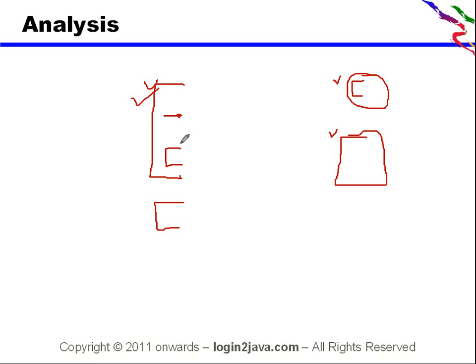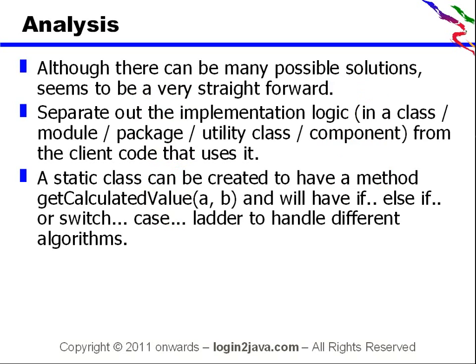This is your client application. You can code for your algorithm here, or in a separate class, or in a separate module or package, or as a separate jar, right? Although there can be many possible solutions, it seems to be very straightforward. I think you all agree on this. Separate out the implementation logic in a class or a module or a package or a utility class or as a separate component from the client code that uses it.